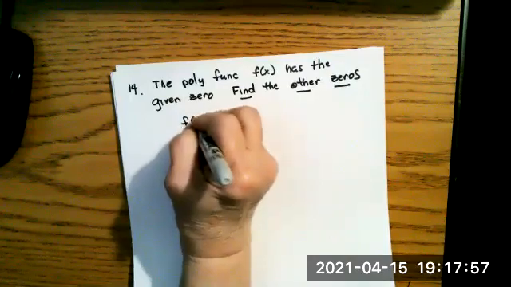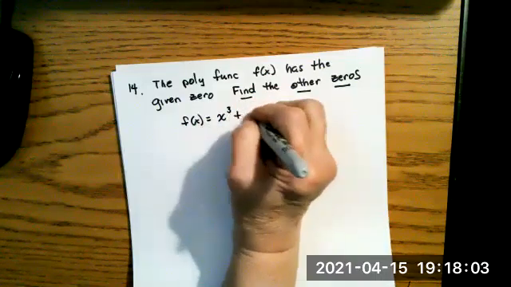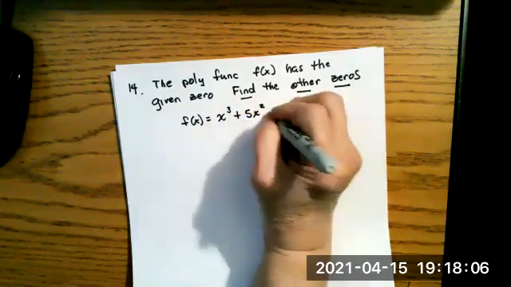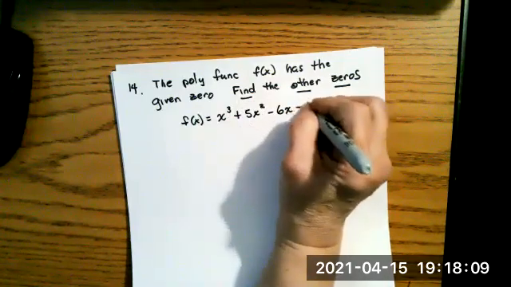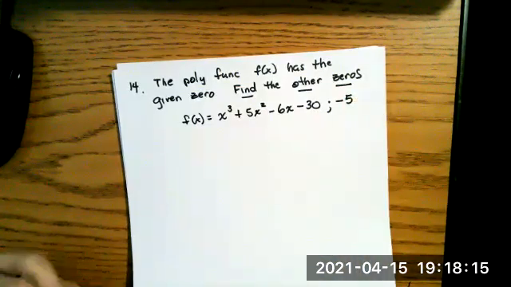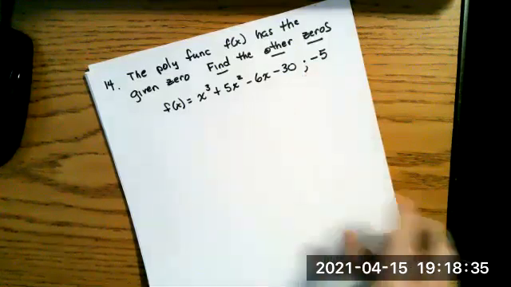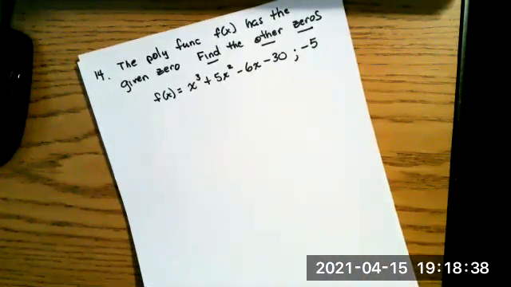So you have f of x equals x cubed plus 5x squared minus 6x minus 30. Then they have this little semicolon with a -5 out here. That's telling you the other roots. One of the roots is -5. Now, -5 is not going to have a conjugate because it's a rational number. It's only when there's square roots or i's that it has a conjugate. So I can't assume that the +5 is going to be an answer because this is rational. It doesn't come in conjugate pairs, only those with i's and square roots.